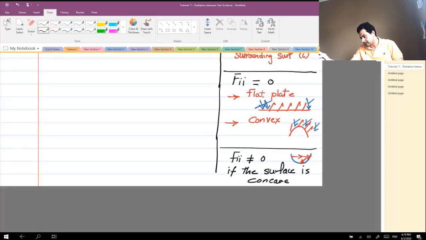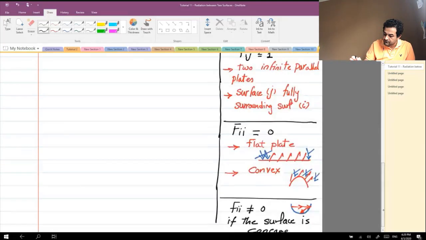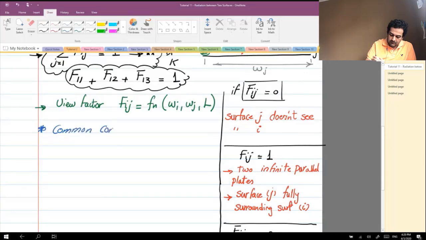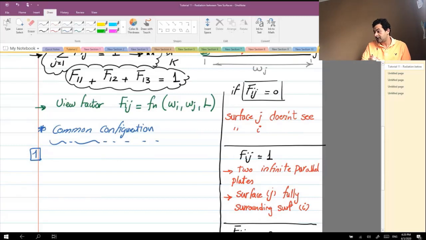Right, so another thing that I would like to talk about is the different configurations between two surfaces. We have many common configurations. The first common configuration is the view factor between aligned surfaces.